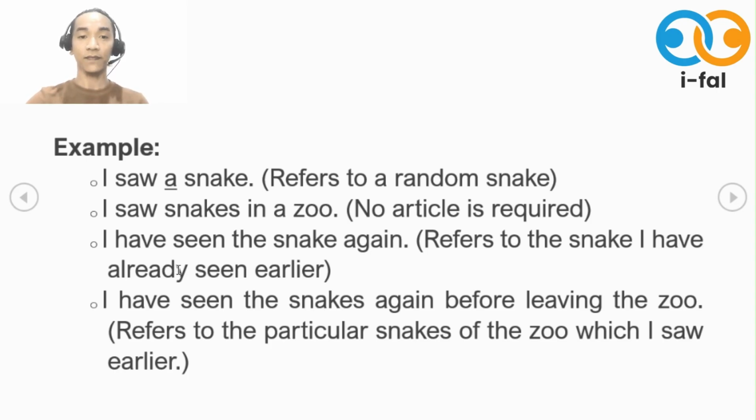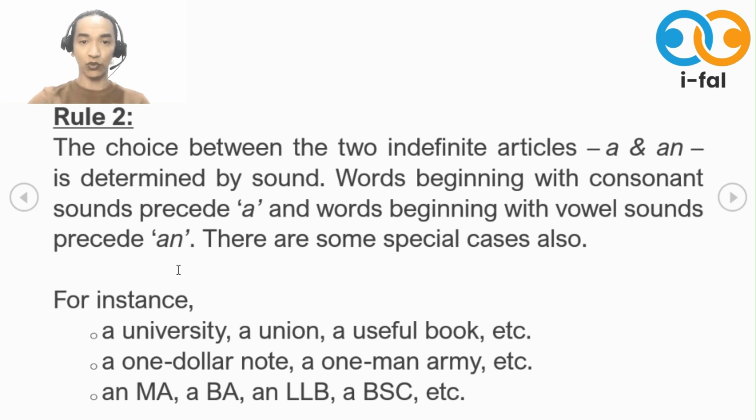For the second rule, the choice between the two indefinite articles a and an is actually determined by the sound of the next word. You might notice, sometimes you ask, what will I use? Should I use a or an? In this case, pay attention to the sound of the next word after it.